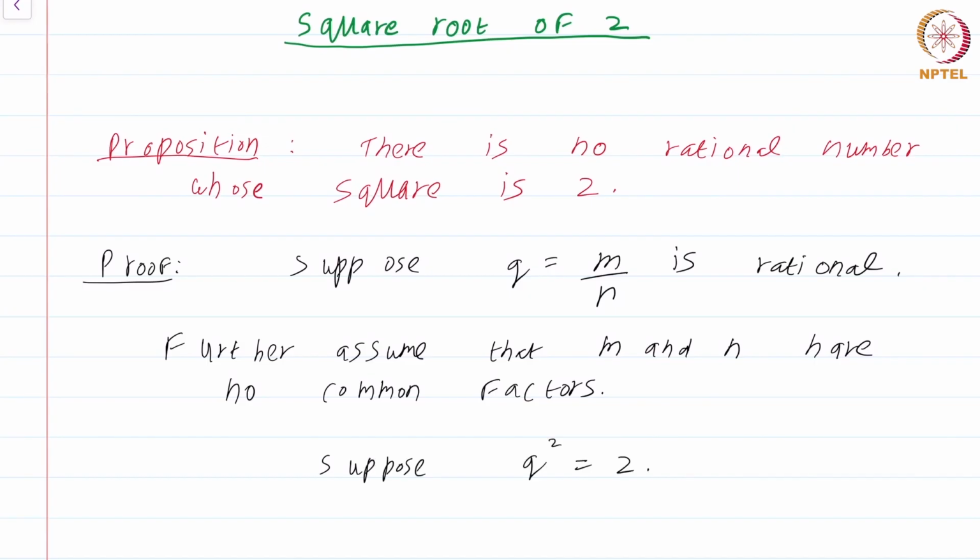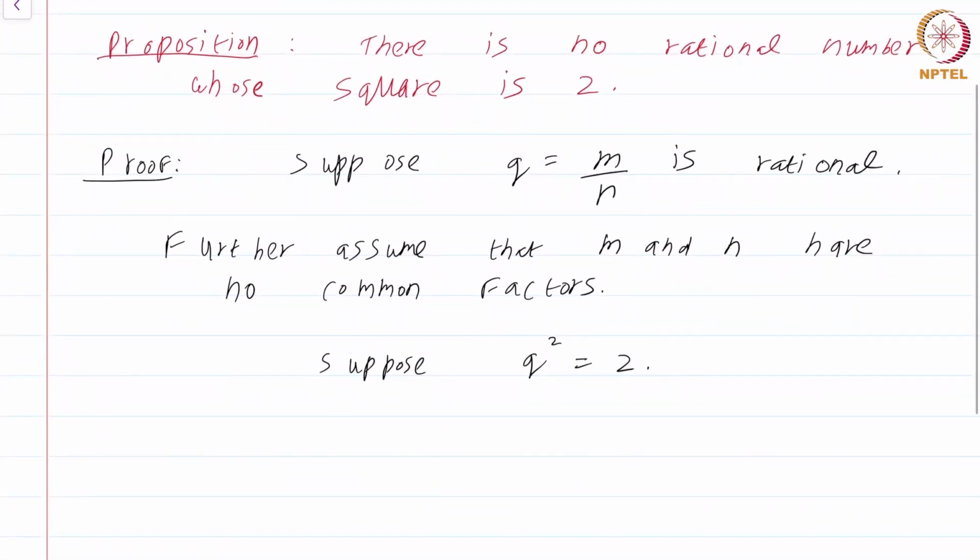So this is going to be a proof by contradiction. I'm going to assume that the result is false and that there is a rational number whose square is 2 and somehow arrive at a contradiction. This just means that m squared by n squared is 2, or in other words, m squared equals 2n squared.